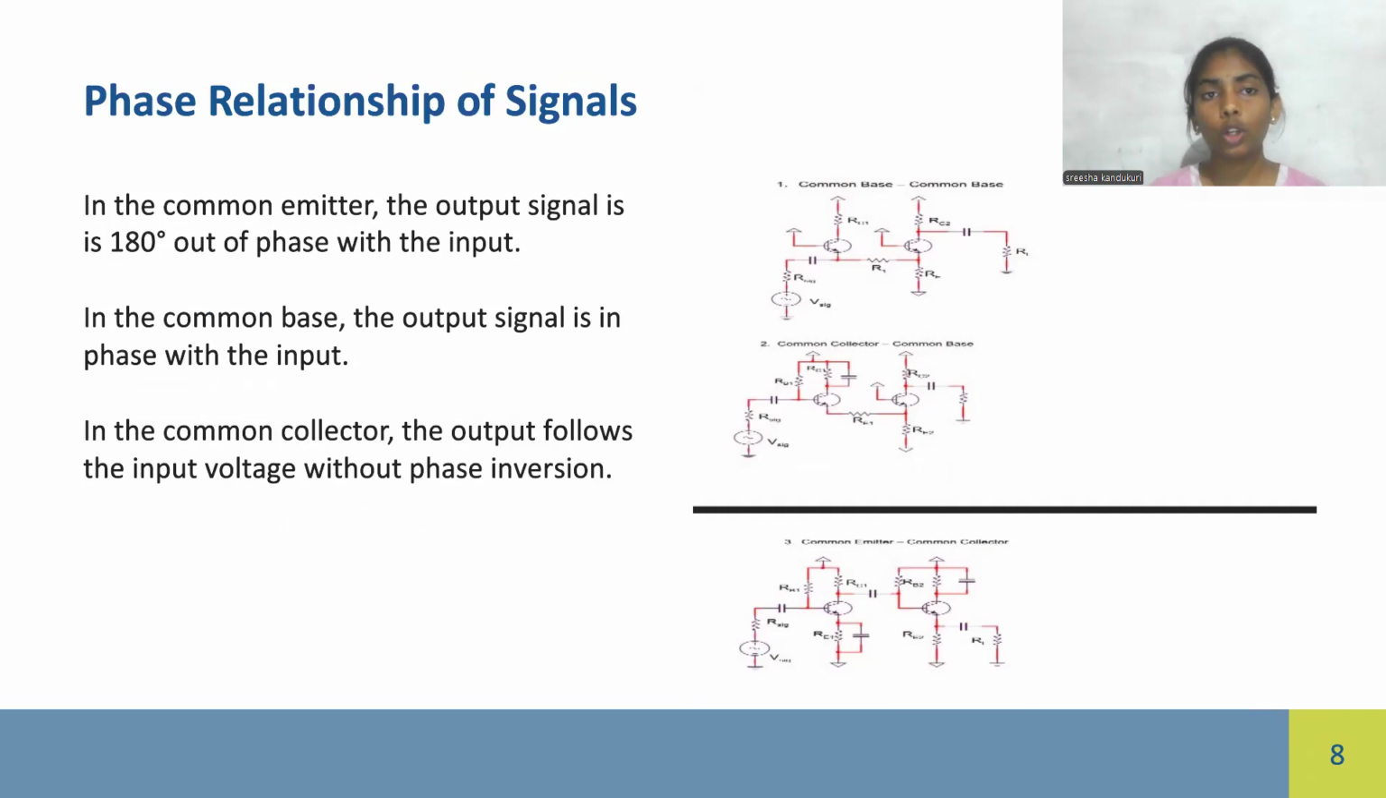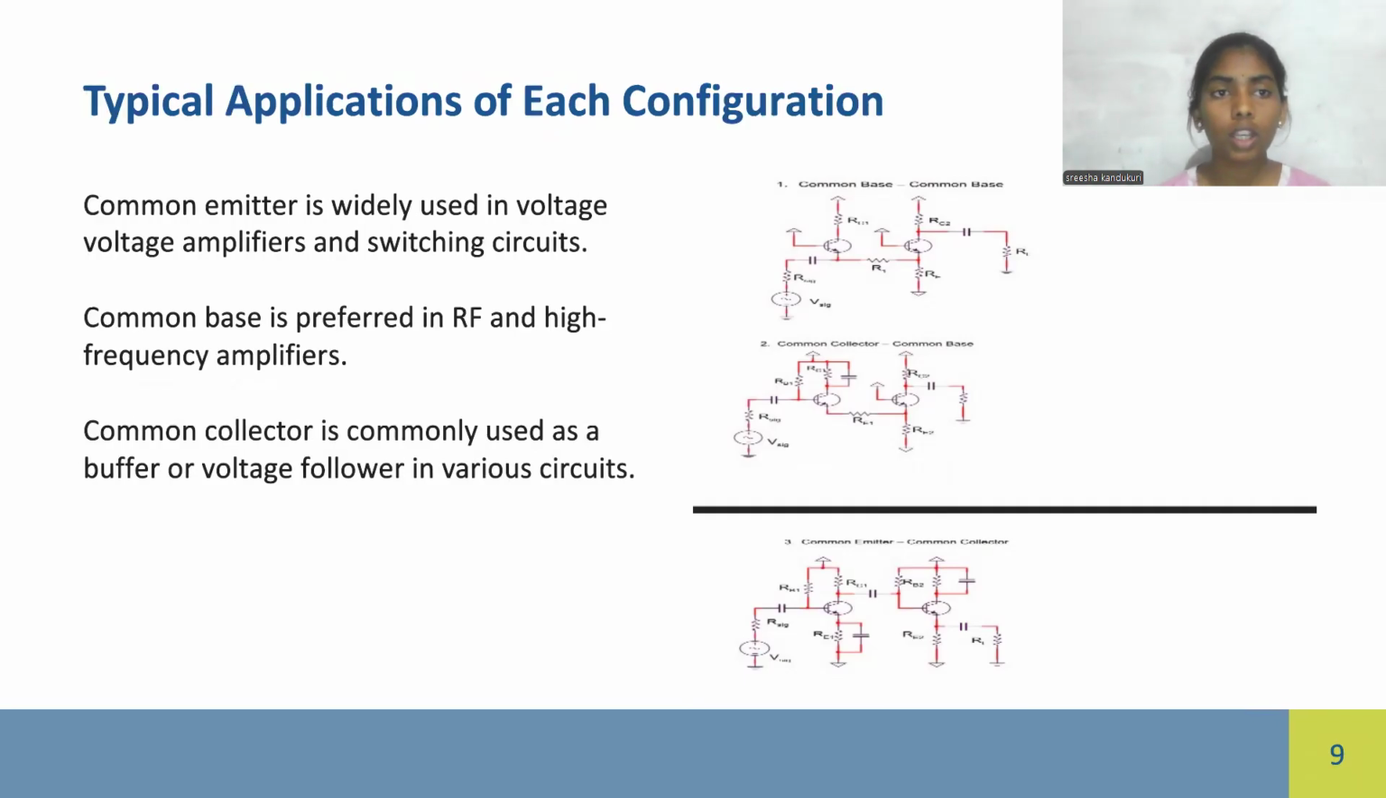So let us move on to the phase relationship of signals. In the common emitter, the output signal is exactly 180 degrees out of phase with the input. In common base, the output signal is in phase with the input. In the common collector, the output follows the input voltage without any phase inversion.